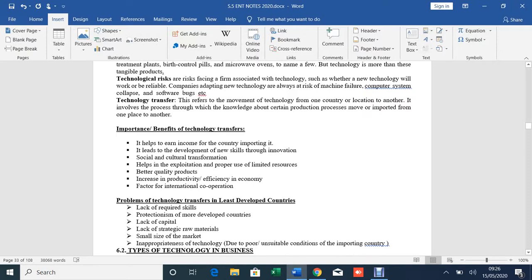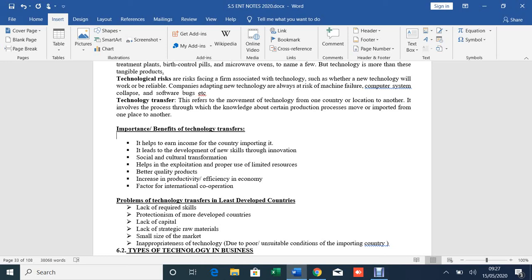As you learn, you have what is called technological transfer. Technological transfer refers to the movement of technology from one country, region or society to another. For example, when you are in Rwanda today, you use what is called tap and go. That's an example of transfer from one country to another, by changing the systems of using technology in our business operations.